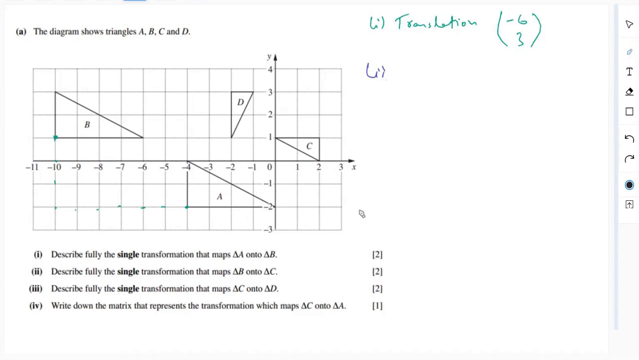C onto D. Achha, again, is the size changing? It's not changing. Is the orientation changing? It is changing. So enlargement nahi hai, translation nahi hai. It's one of rotation or reflection. Reflection and rotation में से कुछ है.